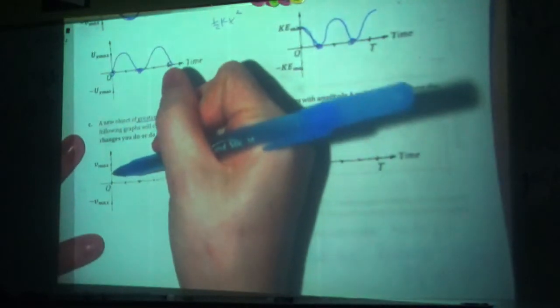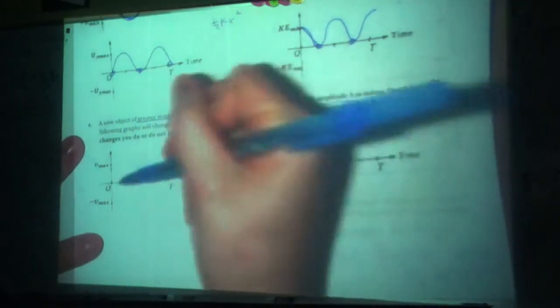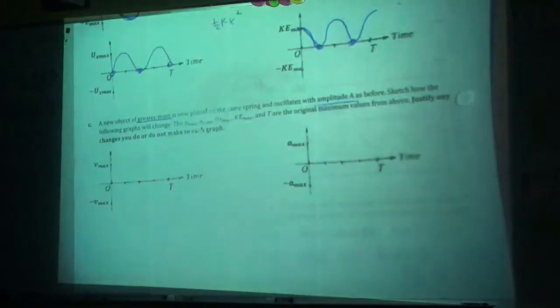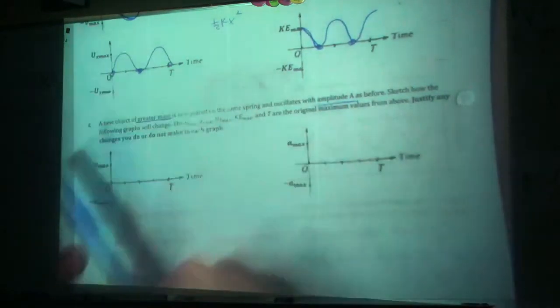Is it more max value or max velocity less? Is it a longer period, shorter period, same period, etc.? So I'm going to start with period first because that affects all of my graphs.